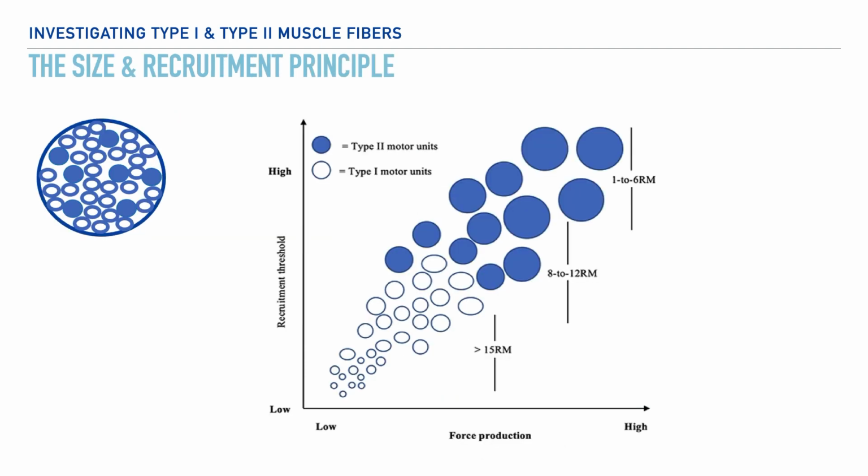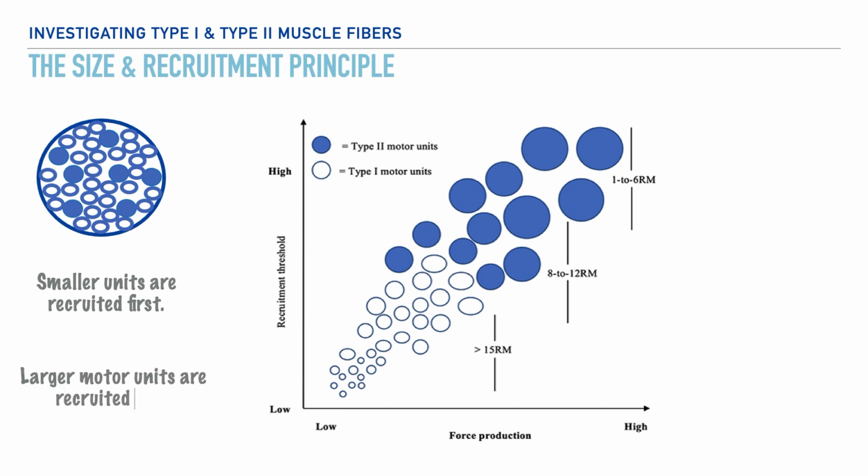Now, as it pertains to the size principle, our first rule is that smaller motor units are recruited first, indicating that any time we perform an activity, our smallest muscle fibers and or motor units are the first to respond to the stimulus. Our second rule is that larger muscle fibers and or units are recruited last.